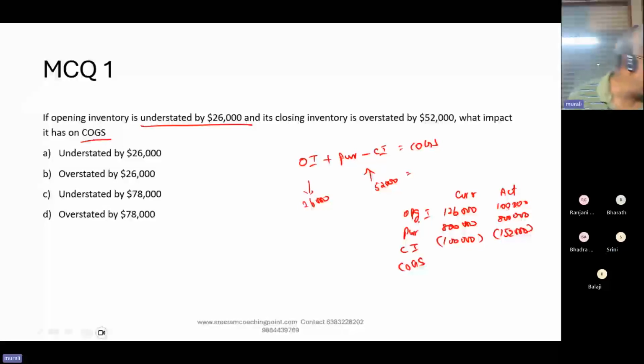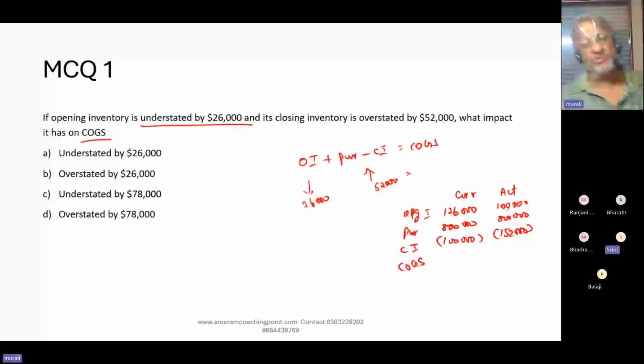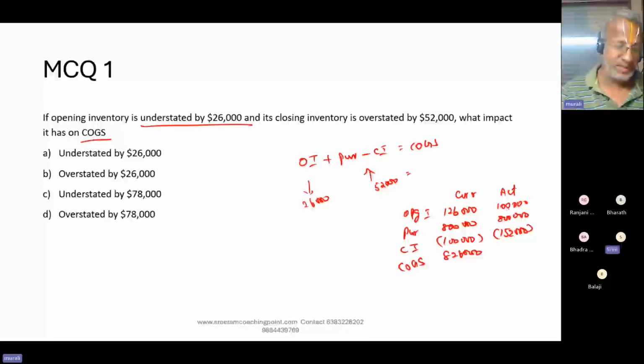If you feel you're not in a position to visualize, why not take one example and then operate. 126 plus 800 minus 100, you get 826, the correct amount. What will you be having? 100 plus 800 minus 152. 748 is what you would be getting.